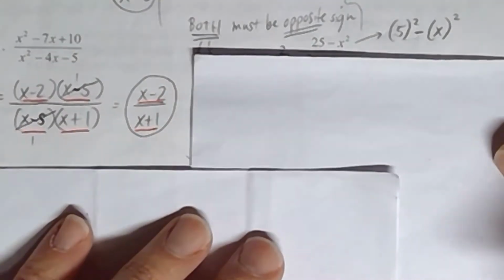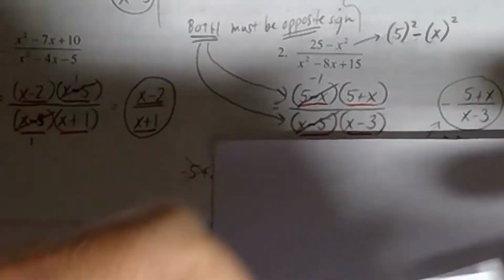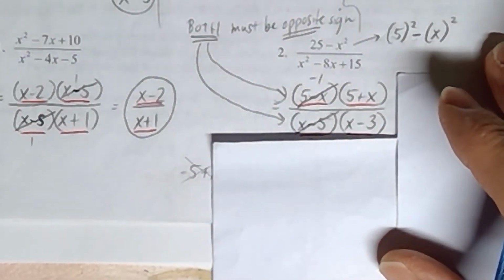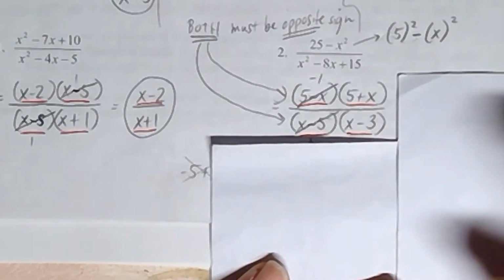Next one here, the top is what? The top is 5 minus x and 5 plus x. Remember, don't try to put the x squared in front because it's negative. You're not allowed to do that.